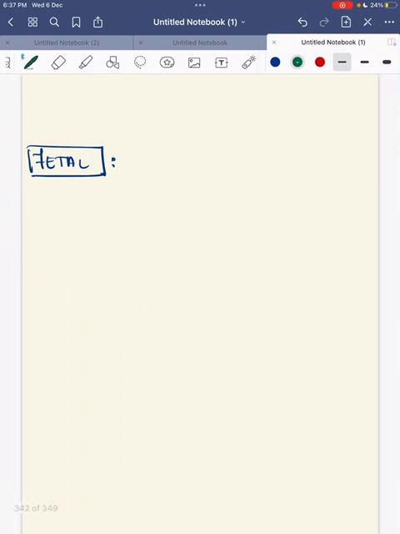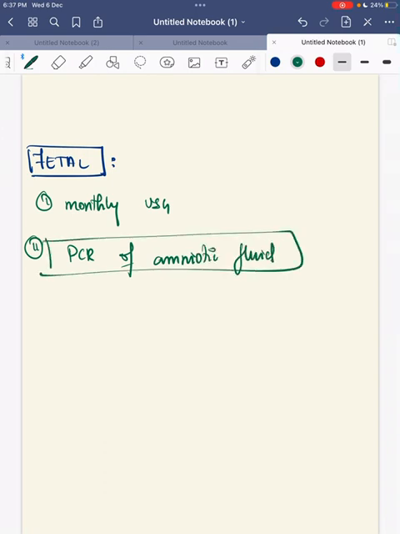Next, how do you screen the fetus? It is by monthly USG, a monthly ultrasound done for the mother. Next, PCR of the amniotic fluid. PCR of the amniotic fluid will give you a diagnostic result for congenital toxoplasmosis. What is the optimal time for doing PCR of amniotic fluid? It is more than 18 weeks of gestation. This is the optimal time for testing PCR of amniotic fluid.